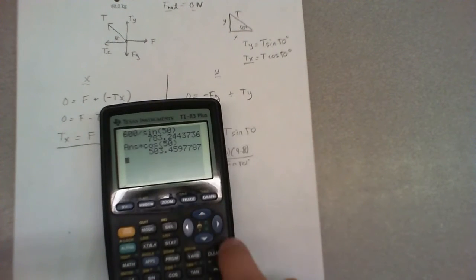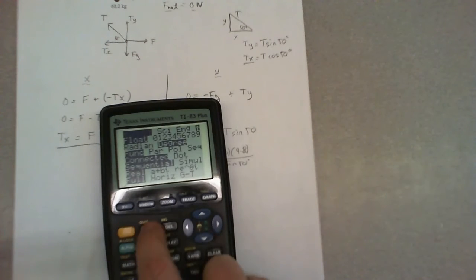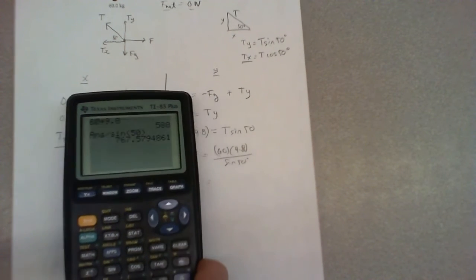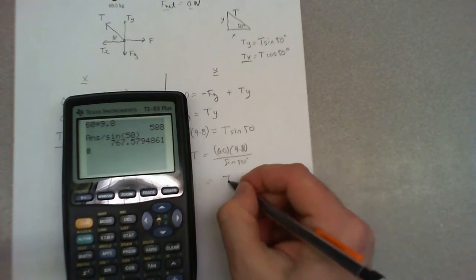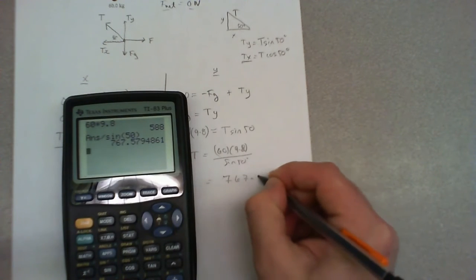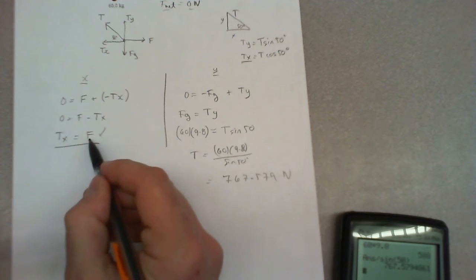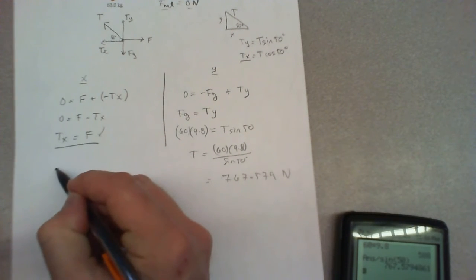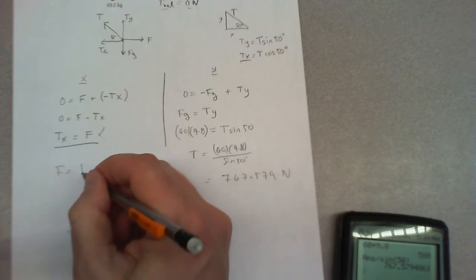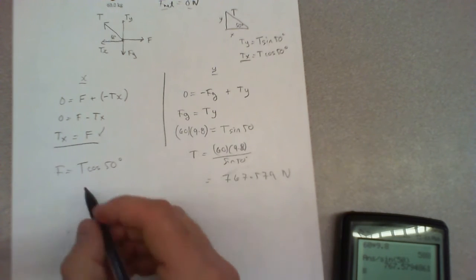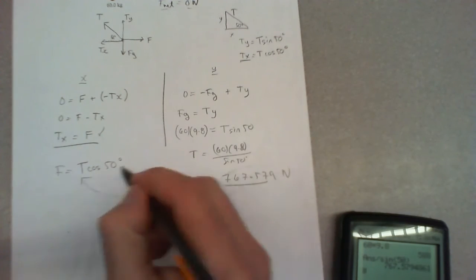So look at this here, make sure we're in degree mode. So we're going to go 60 times 9.8, and we're going to divide that by sine 50, and we get 767.579 newtons. So back down here, I'll just switch it around. F equals Tx, which is T times cos 50. So now we're just back solving like that.